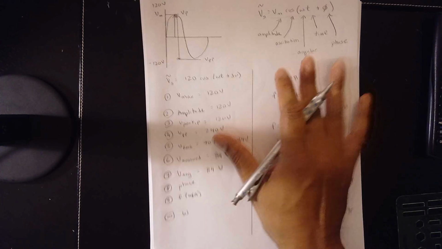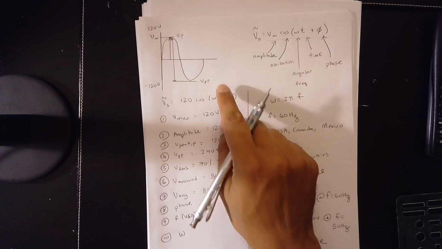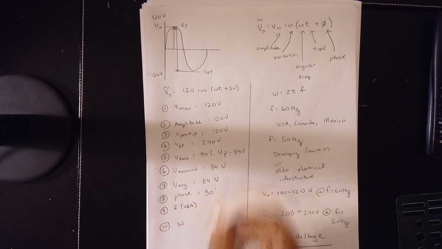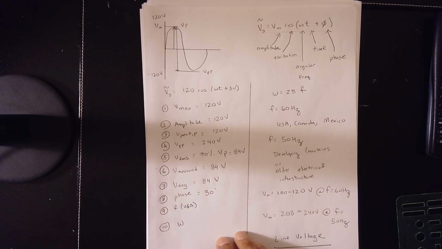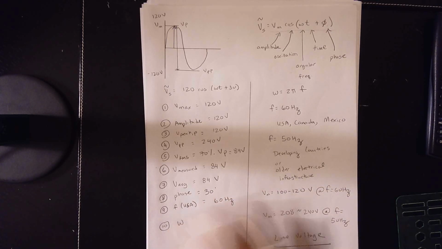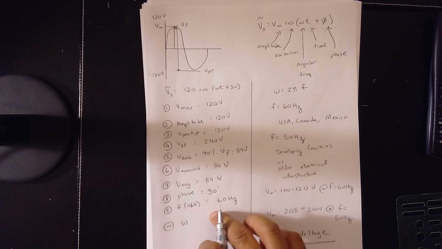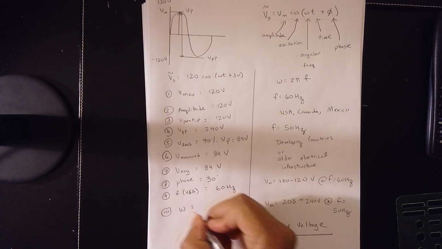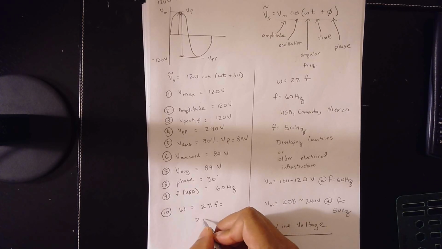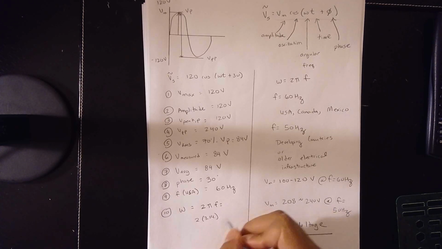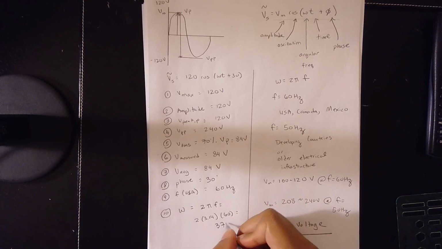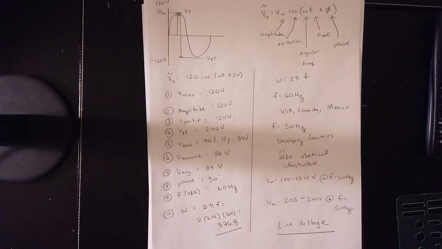What is my phase? My phase is here. See that phase? That means it's 30 degrees. What is my frequency? Frequency is always 60 hertz. That's something you should know. What is my omega? Omega is angular frequency, 2 pi f. That's 2 times 3.14 times 60, which is 376.8.